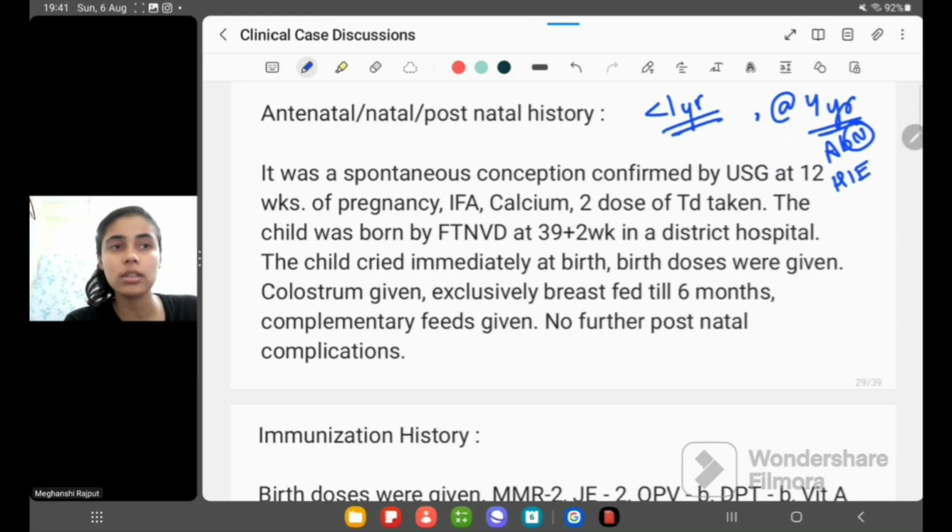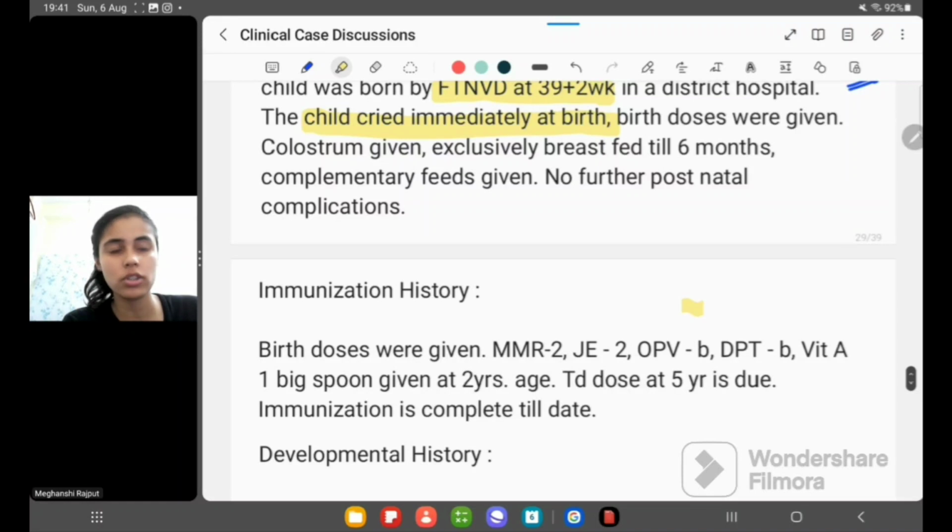But here also we will discuss more, like what the pregnancy was, how it was confirmed, whether the TT doses were taken or not. If it is the first pregnancy, yes, 2 doses would be given. If the previous pregnancy was 3 years back, then 2 doses would be given. If it is less than that, only one booster is given. Then whether iron and folic acid were taken or not, whether it was full term or cesarean, preterm or not. The child cried immediately at birth, so we are trying to rule out HIE here, and the birth doses were given, colostrum fine, everything is okay, but you need to mention that.